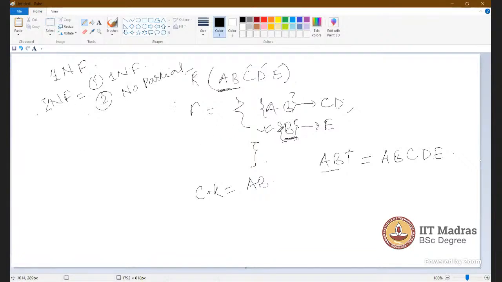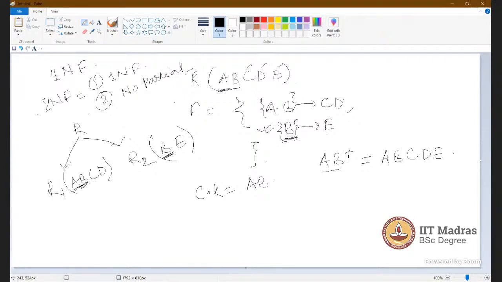So what we do is decompose this relation R into R1 and R2. What we get is BE, in which B is the candidate key or primary key, and the second one is ABCD.